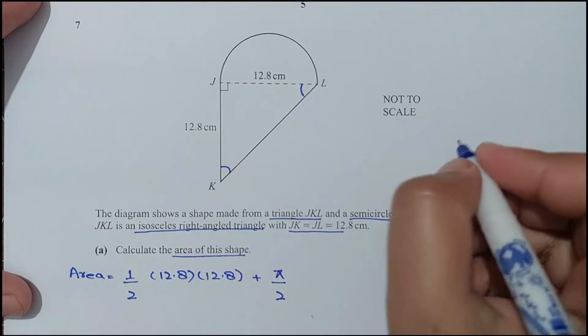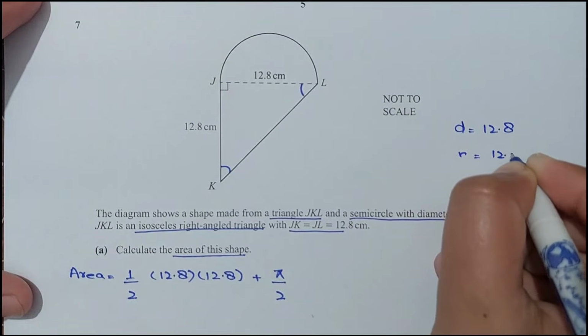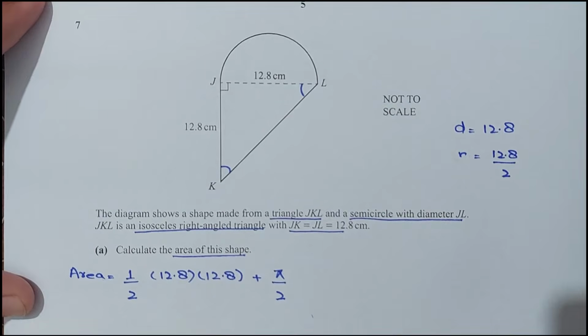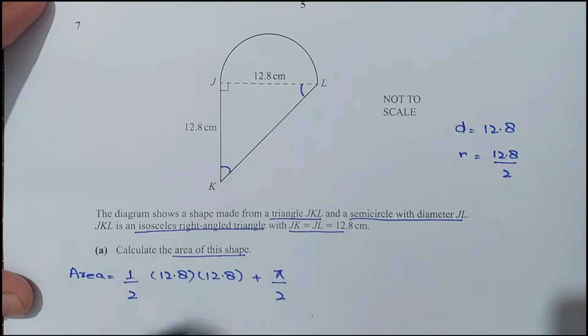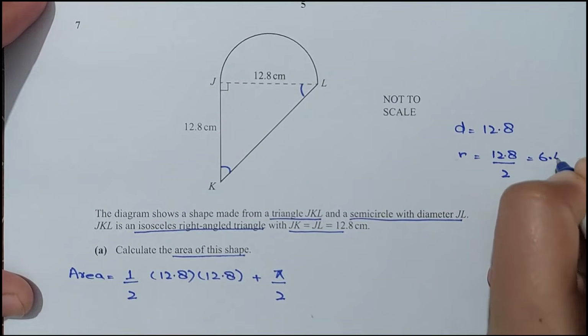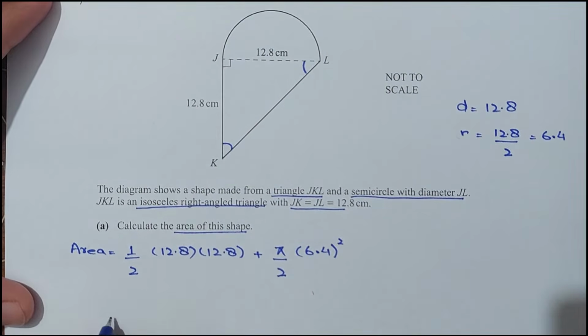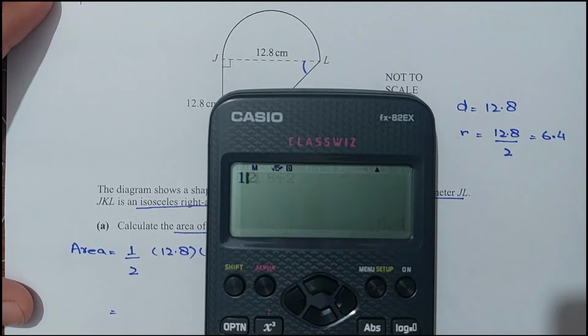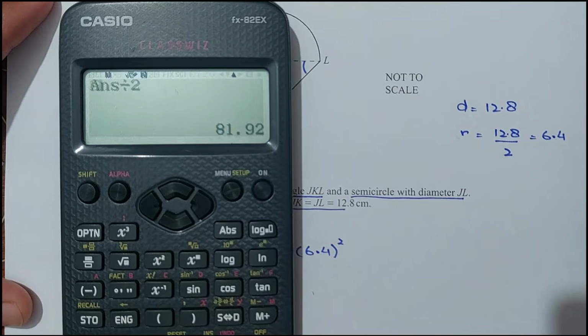So what would be the radius? We are given the diameter, which is 12.8. The radius is the diameter divided by 2. So 12.8 divided by 2 is 6.4. So the radius is 6.4. This is 6.4 squared, pi r squared by 2. Simplify. 12.8 squared divided by 2 is 81.92, and we have 6.4 squared times pi divided by 2.